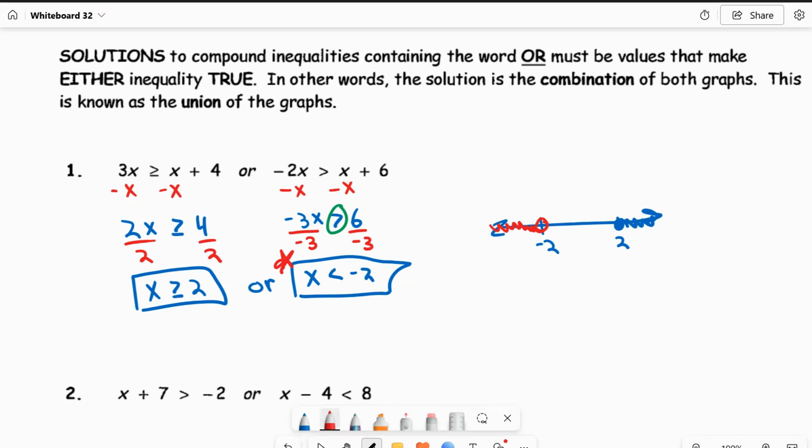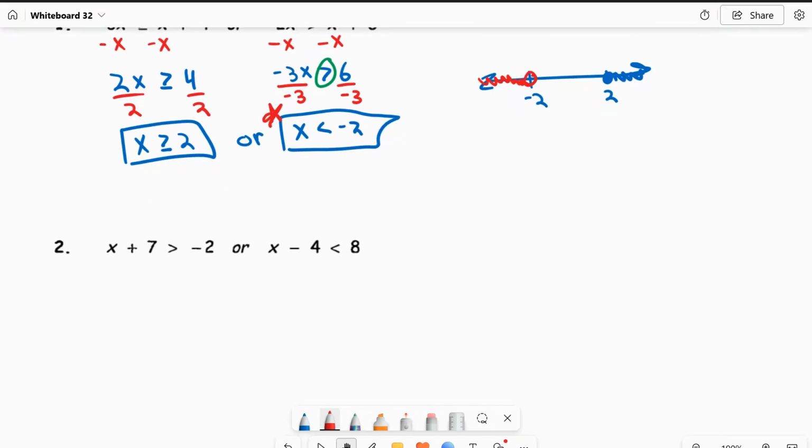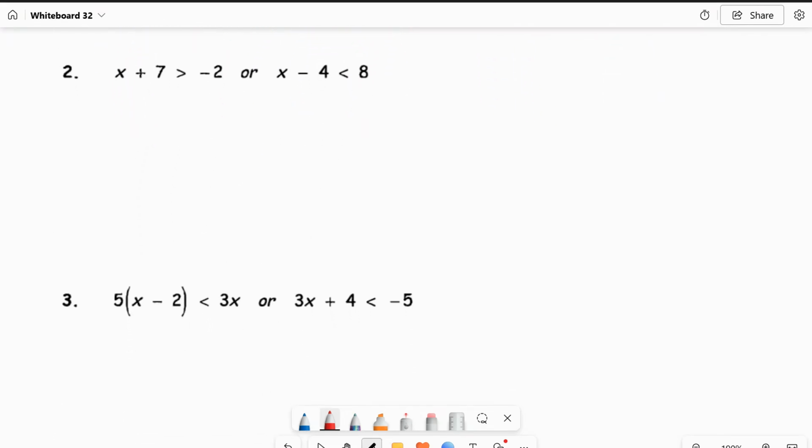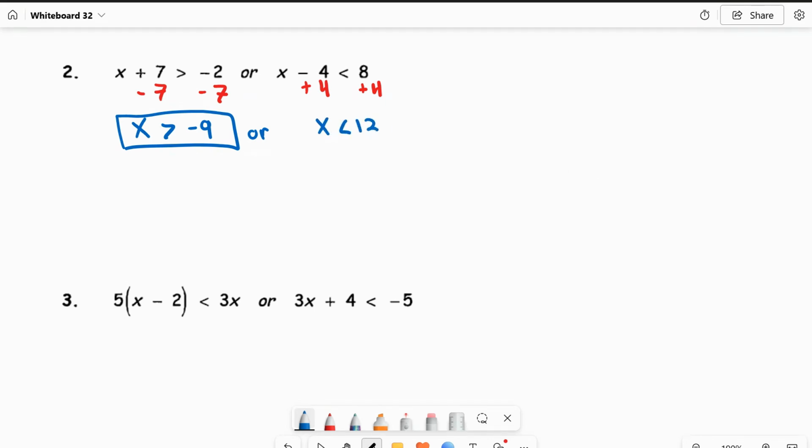So that is one kind of or inequality that you'll see. The second kind is an example like number 2. Same process, solve both separately. So I'm going to start by subtracting 7 from both sides. This will give me x is greater than negative 2 minus 7, which is negative 9. Or we have our other side, where I could add 4 to both sides. And that's going to give me x is less than 12.